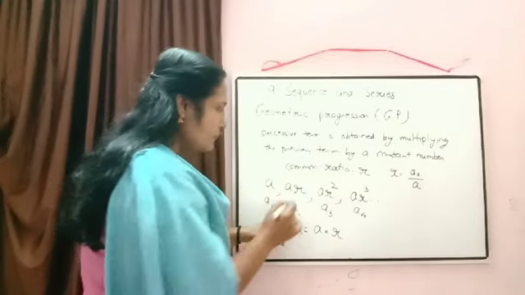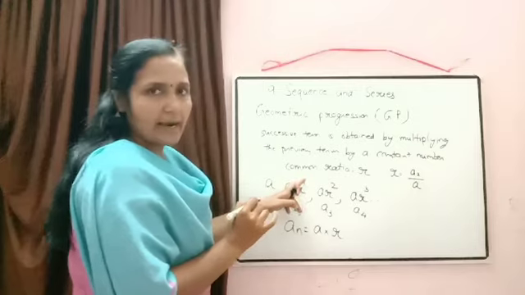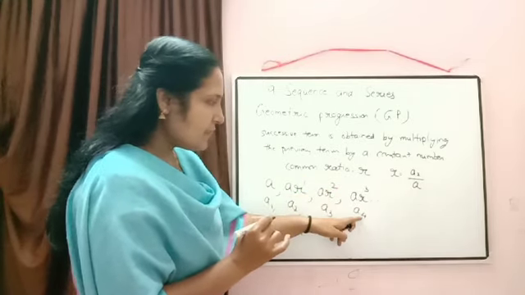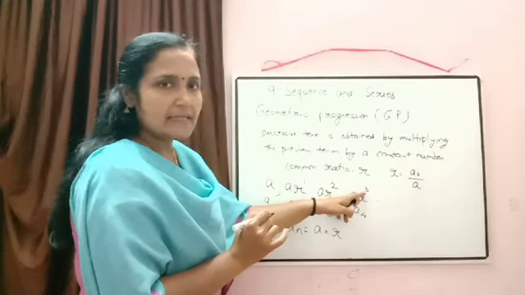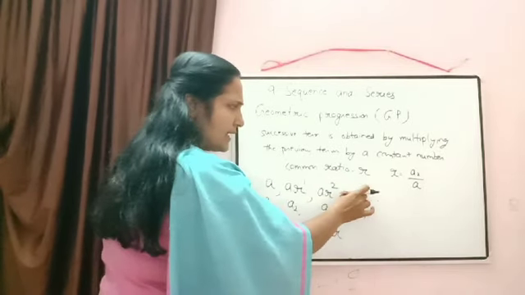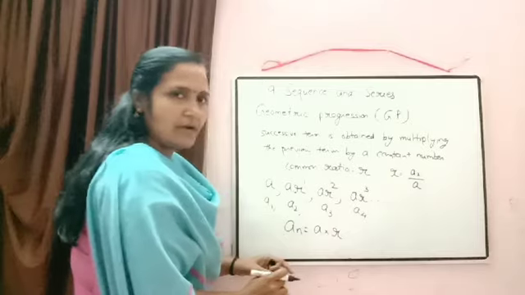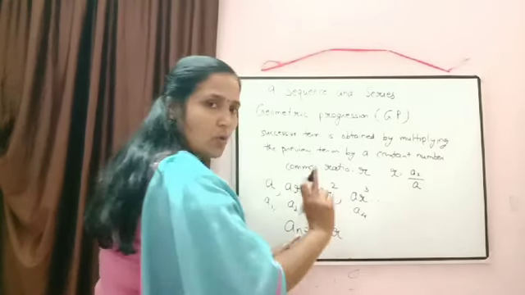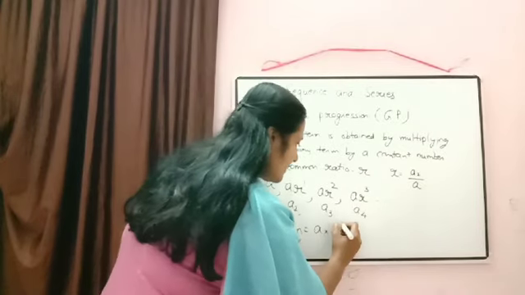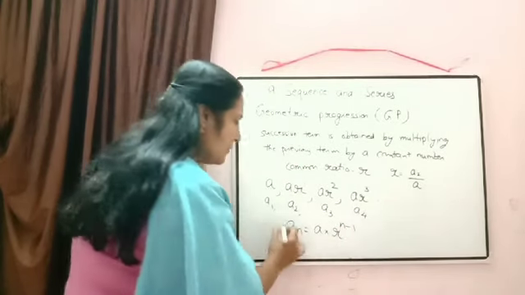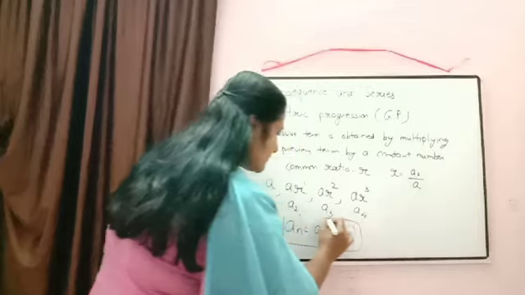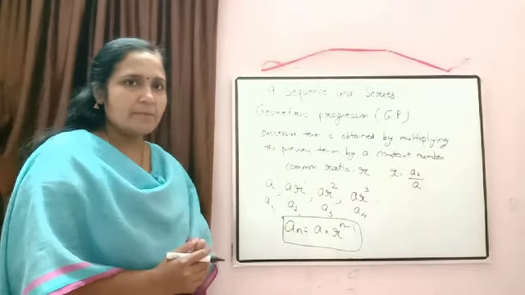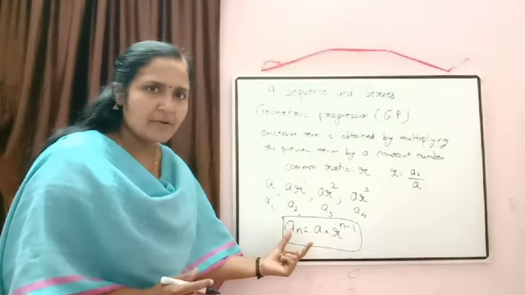In the second term, what is the power of R? 1. In the third term, what is the power of R? 2. In the fourth term, what is the power of R? 3. Meaning 4 minus 1 is 3, 3 minus 1 is 2. So in the nth term, what will be the power of R? 1 less than n. So it will be equal to A into R raised to n minus 1. So this is the nth term, or general term, of the GP. I hope this formula is clear to you.